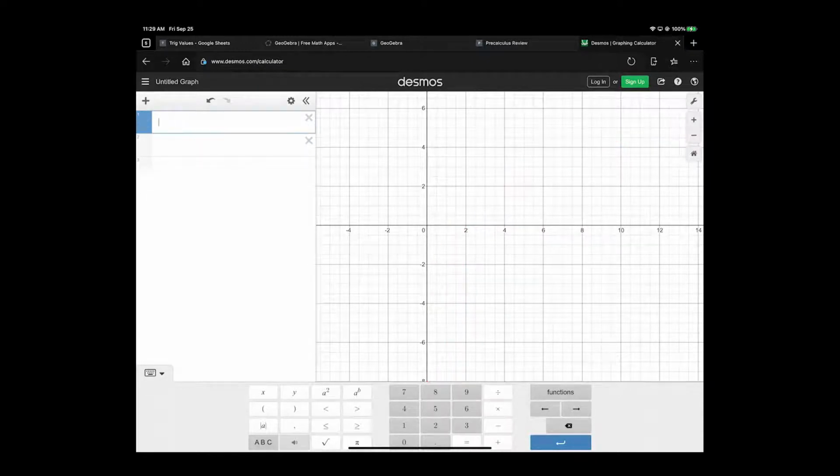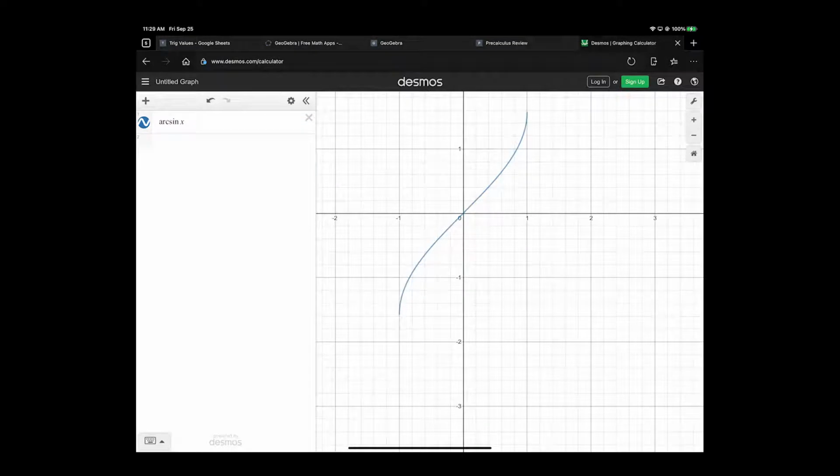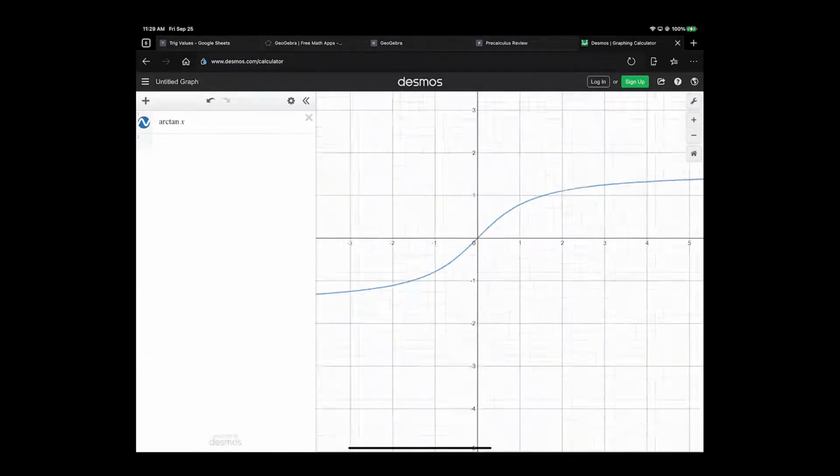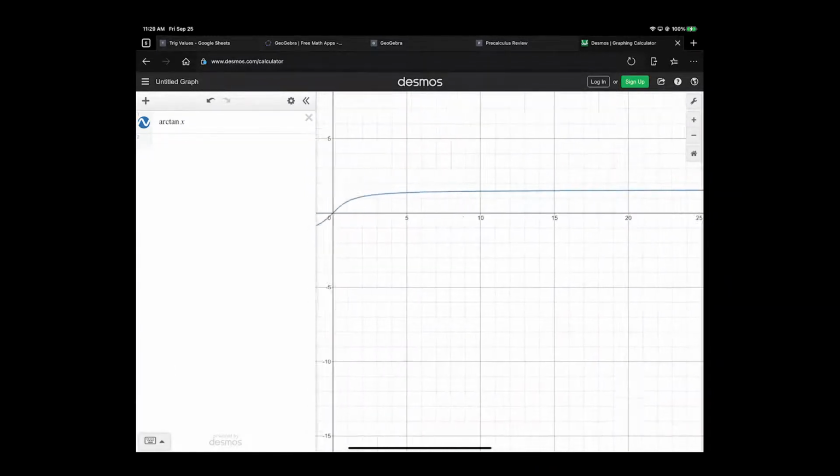Arcsine, right? What does this one look like? Arcsine of x. Whoa. That's all. That's the whole function. That's all arcsine is. So that tiny little whip. Okay. Let's try arctan. Arctan of x. Okay, arctan of x is a little bit different.